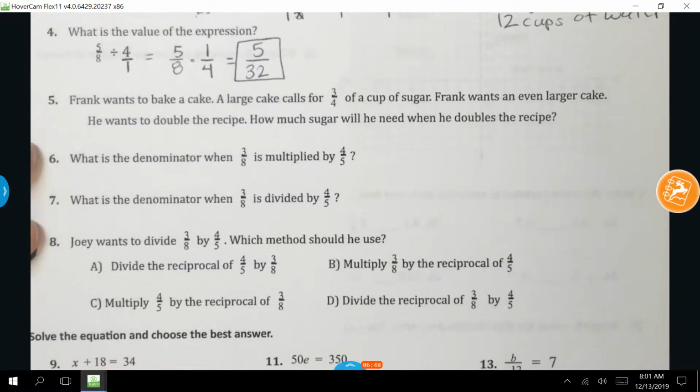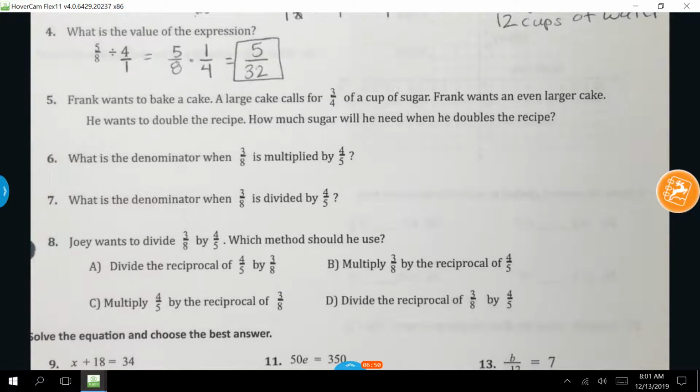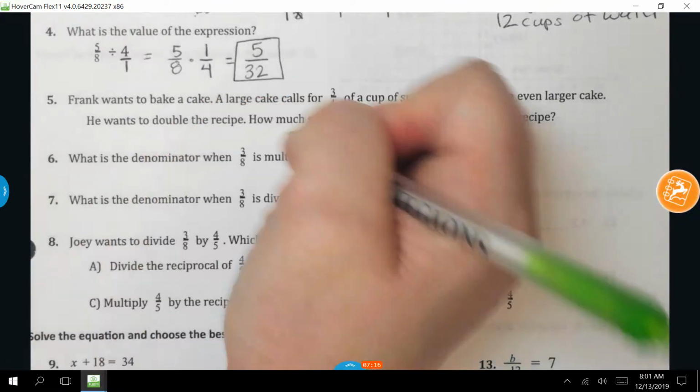Okay. Number 5, Frank wants to bake a cake. A large cake calls for 3/4 cups of sugar. Frank wants an even larger cake, and he wants to double the recipe. How much sugar will he need when he doubles the recipe? So what am I doing here? What operation? Noah? Multiplication. What am I multiplying by? 2. So doubling something is the same as multiplying by 2.